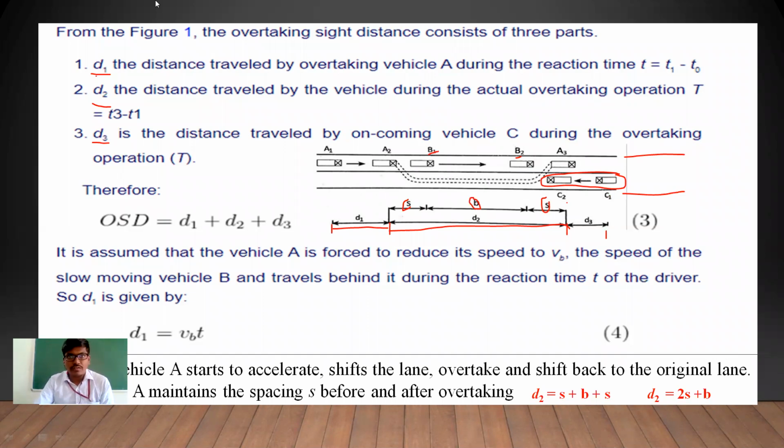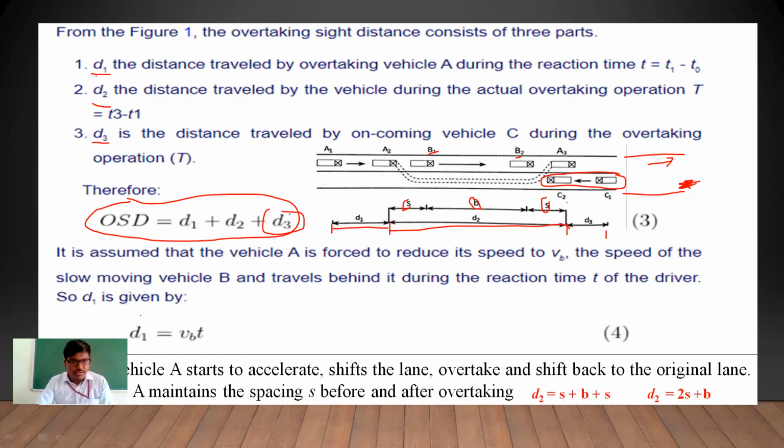While solving numerical examples, try to determine D1, D2 and D3 separately and add them all, which gives us the overtaking sight distance: D1 plus D2 plus D3 in the case of a two-lane highway with two-way traffic, meaning there is a direction of flow in both directions. If there is only one-way traffic, then you need not consider D3. You can leave D3.